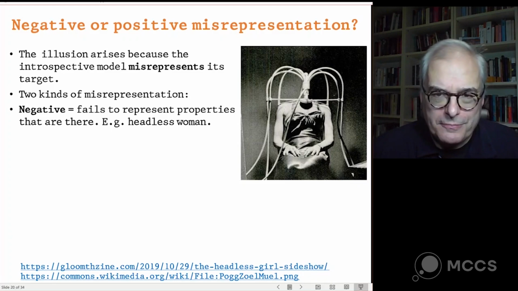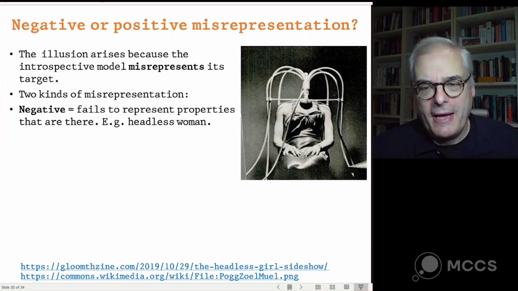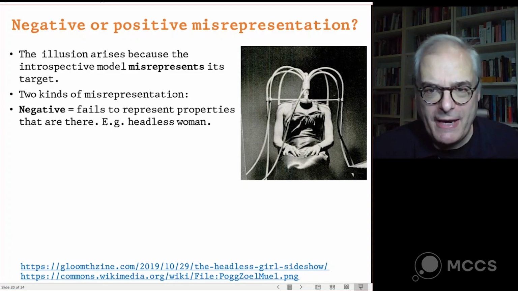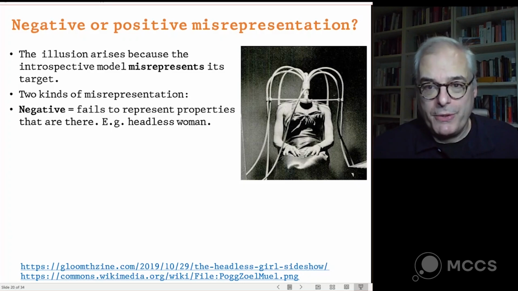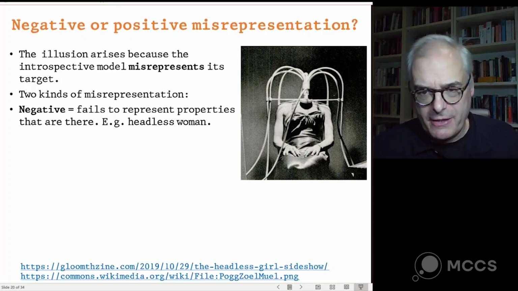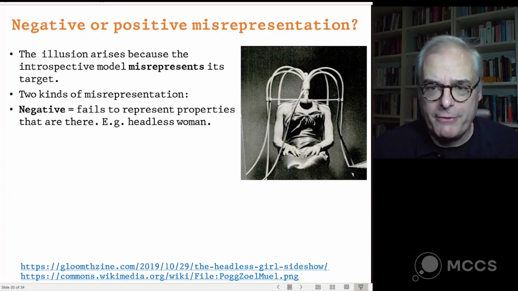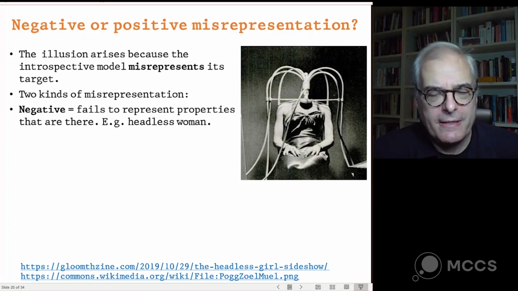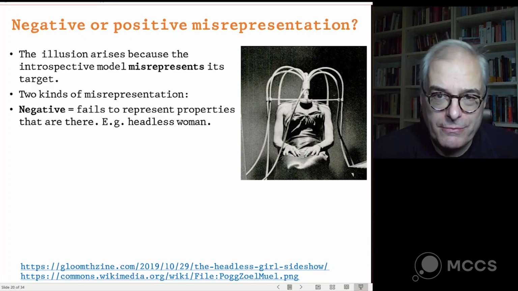It's supposed to be a headless woman. It's a real live woman, and it seems that she has this contraption of tubes and things going into her neck instead of a head. That's what you would see if you were present at the sideshow. And what's actually happening here is that the woman is in fact wearing a contraption of mirrors that reflect the pipes and the background and make it look as if she doesn't have a head. Now, this is a negative misrepresentation in that it fails to represent her head. It omits a representation of her head.